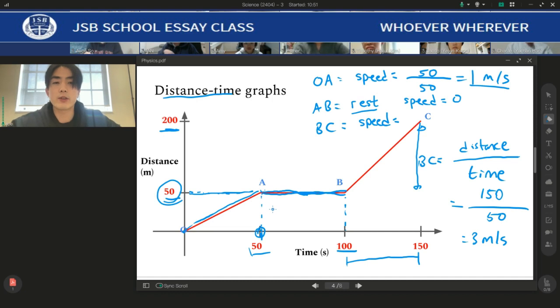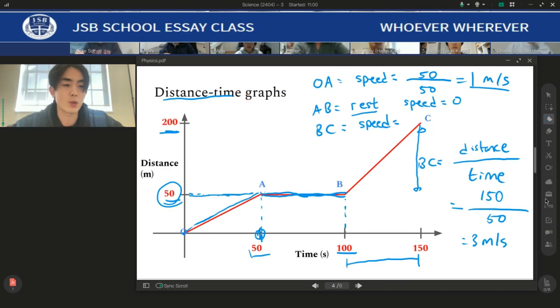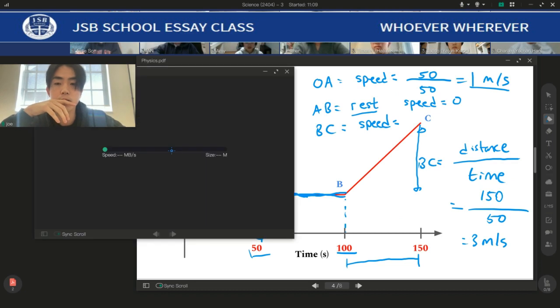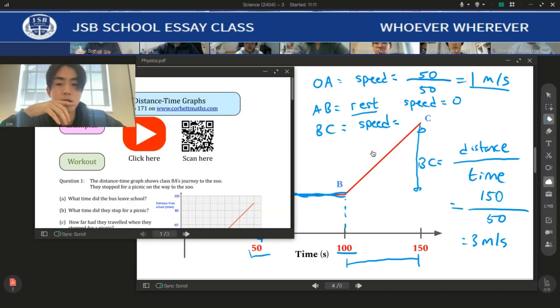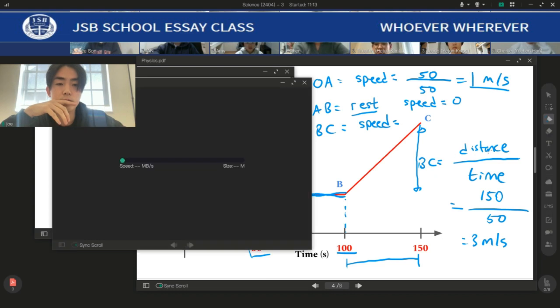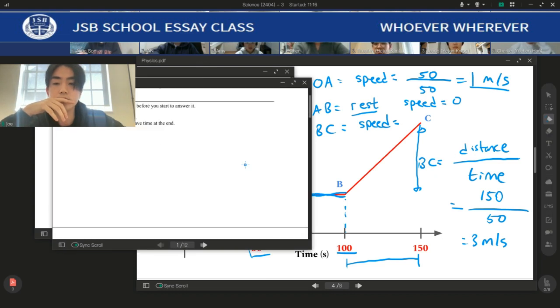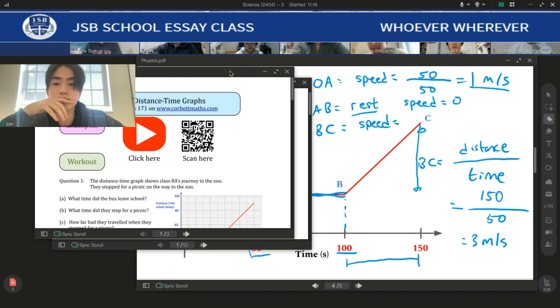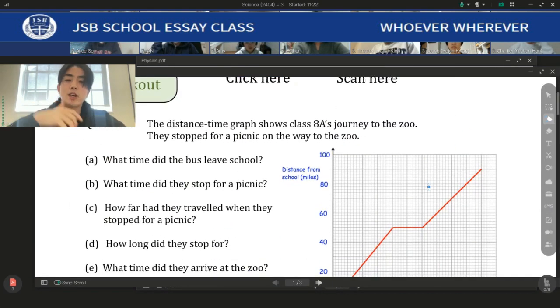Does everyone understand? Any questions? It's just a very basic graph. So I'm going to give you some questions to try. Let me open some questions up. Okay, let's try this one together.